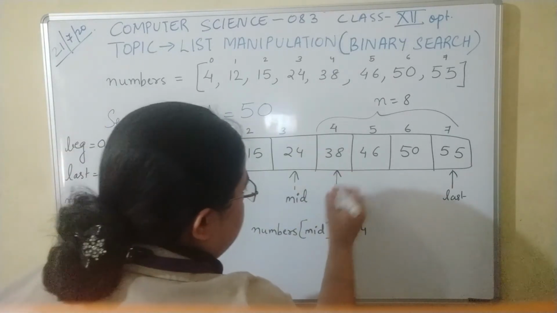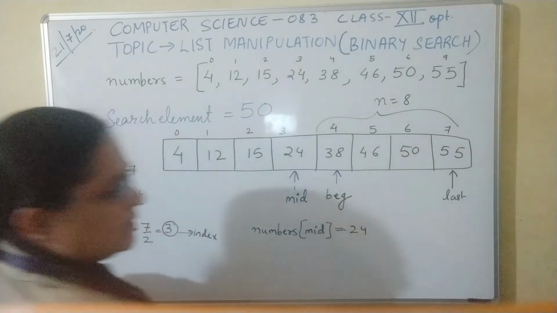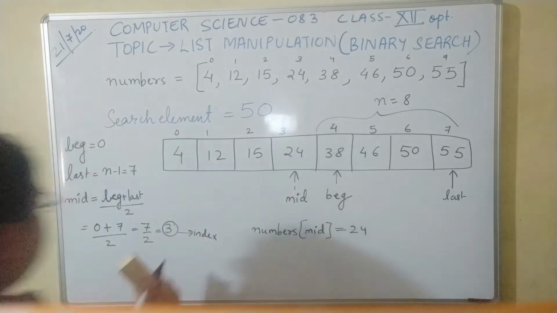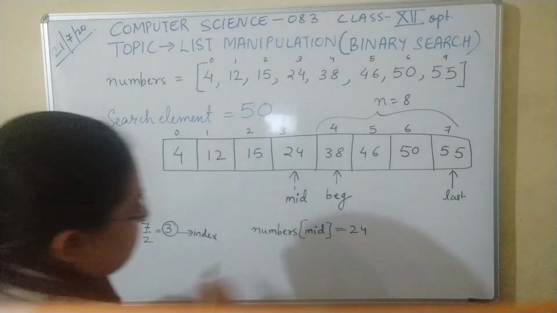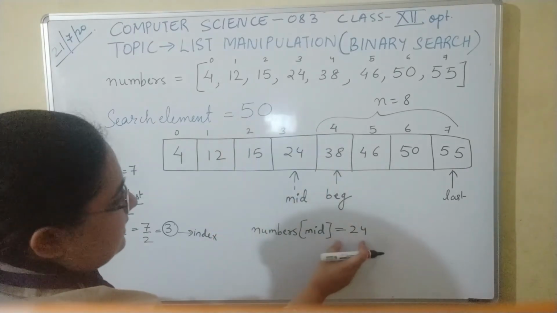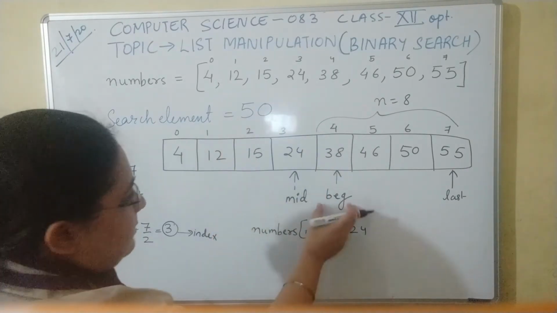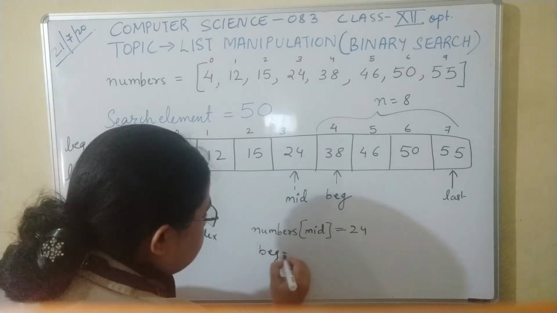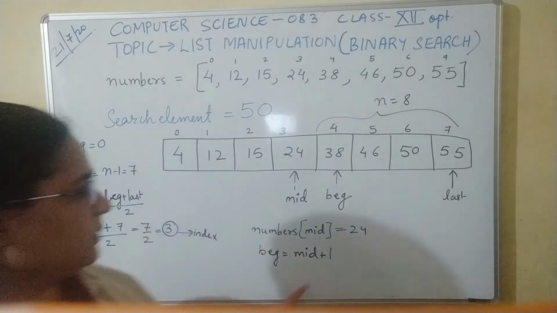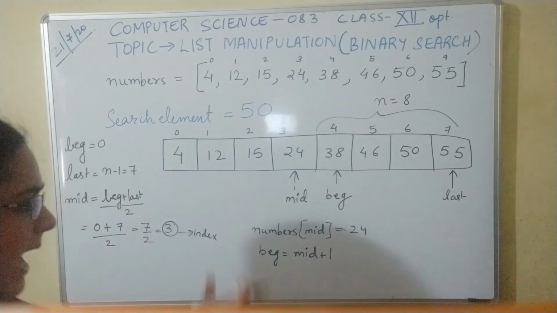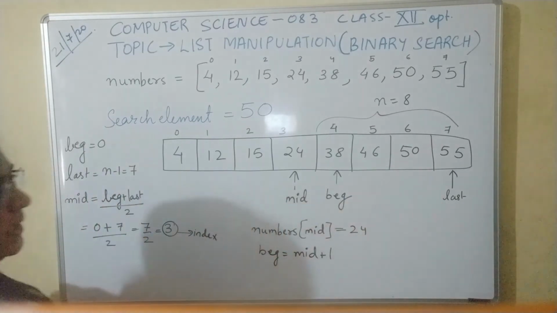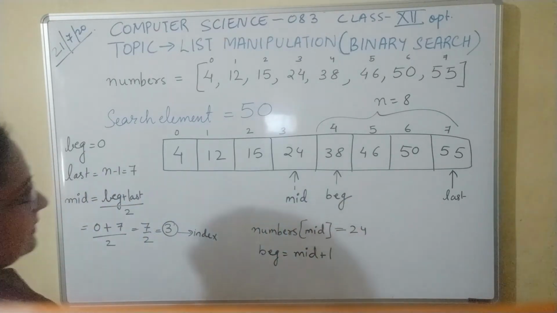Beg should be now set at this location, that is 4. Understood? So how to calculate beg over here? If the search element is greater than the mid element, then beg will be equal to mid plus 1. Understood? Beg will be equal to mid plus 1, and in the opposite case, last will be equal to mid minus 1. So now let us try out.